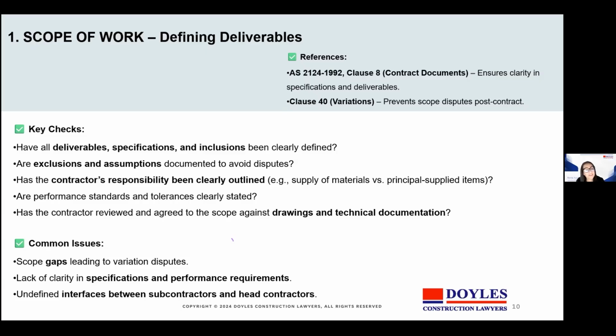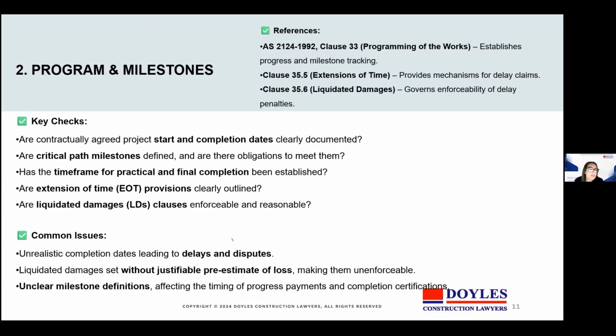If there's a lack of clarity in specifications and performance requirements, and if undefined interfaces between subcontractors and head contractors give rise to significant escalation. The program milestones. Are contractually agreed project start and completion dates documented? Are extension of time provisions clearly outlined? These are the questions that you should be asking in ascertaining whether the construction program and the milestones stipulated in the contract are sufficient to meet the necessary objectives.